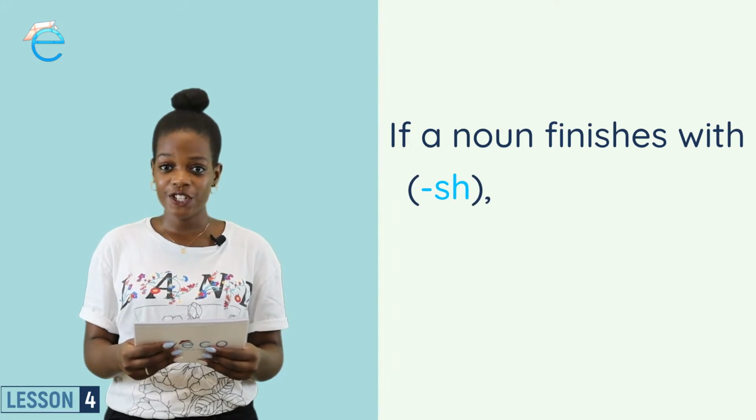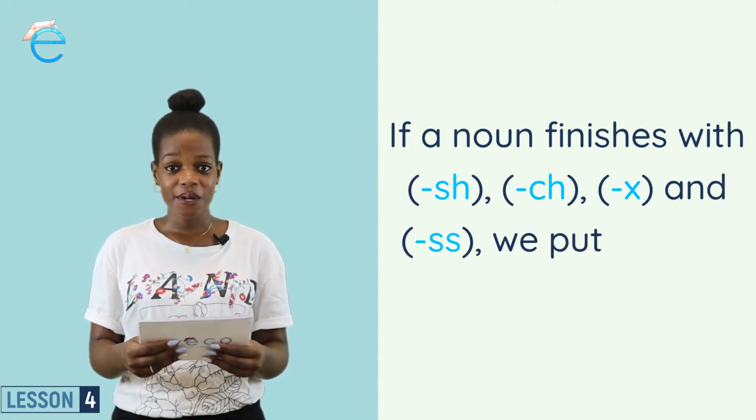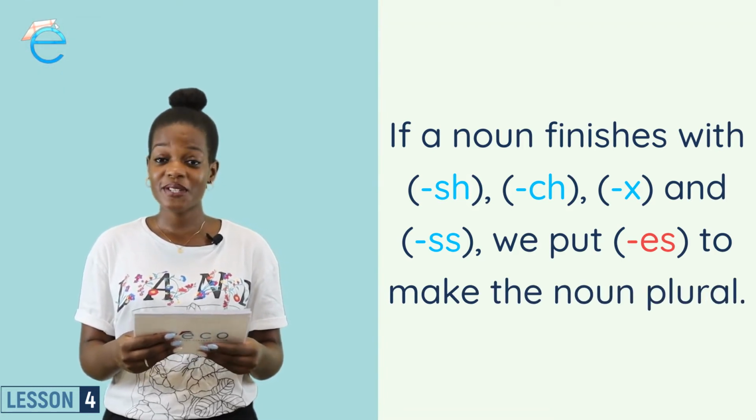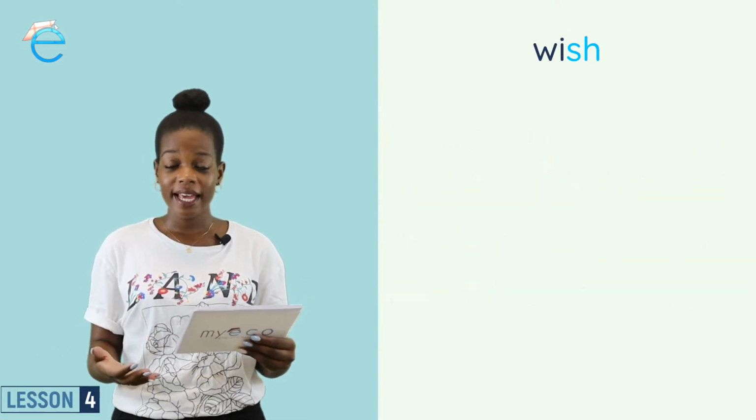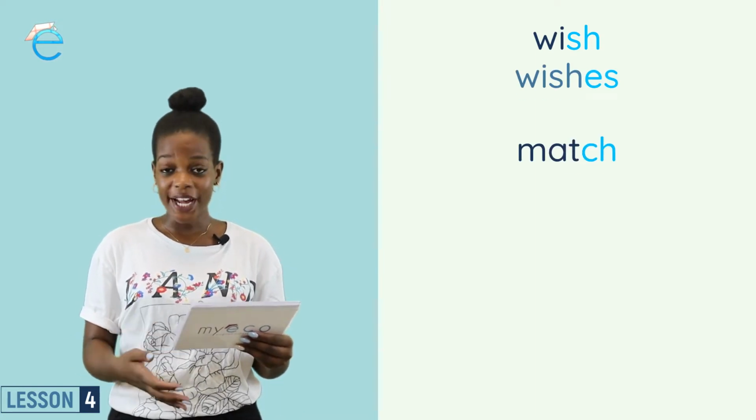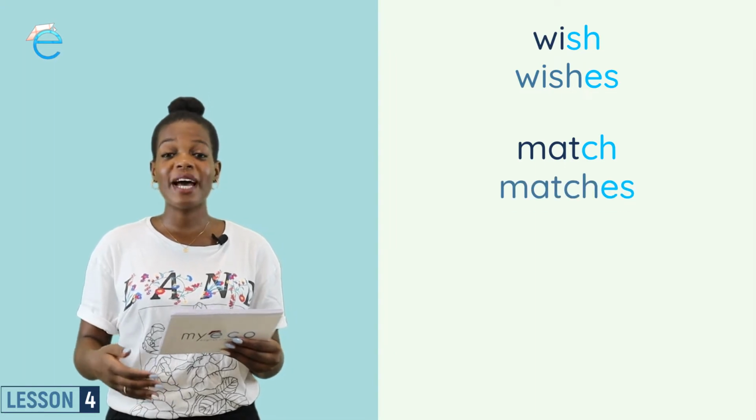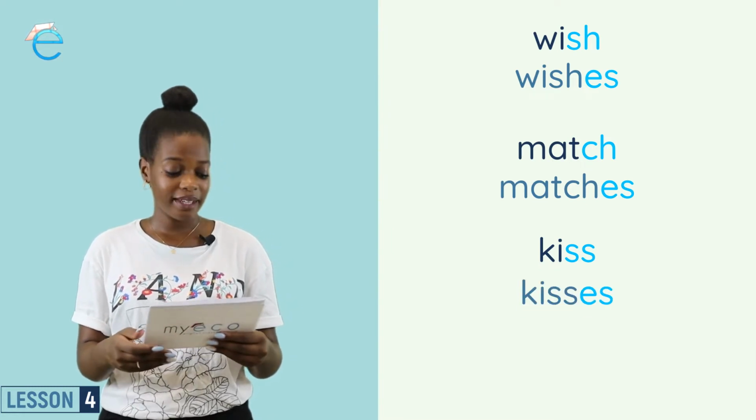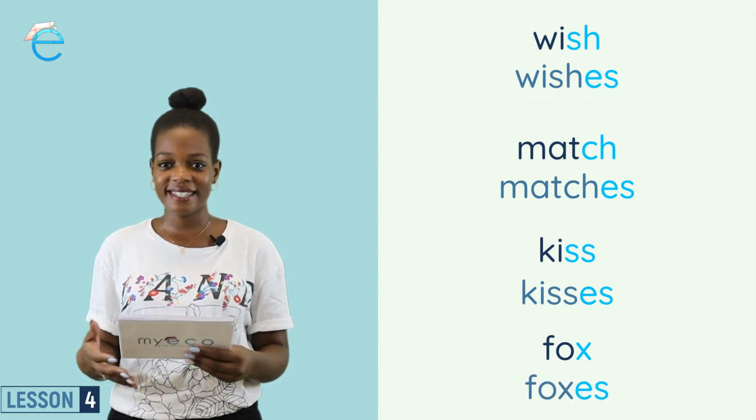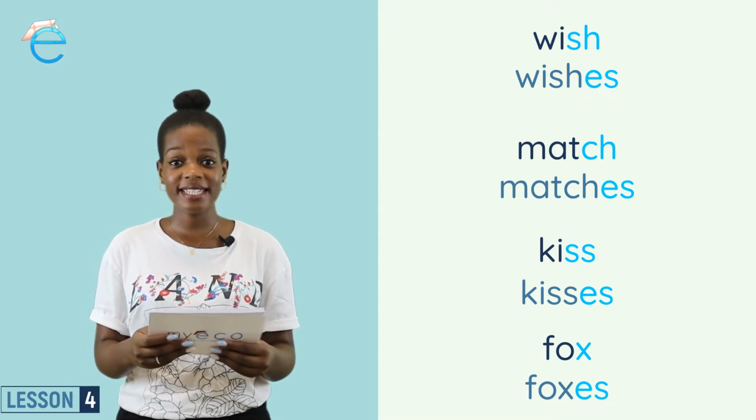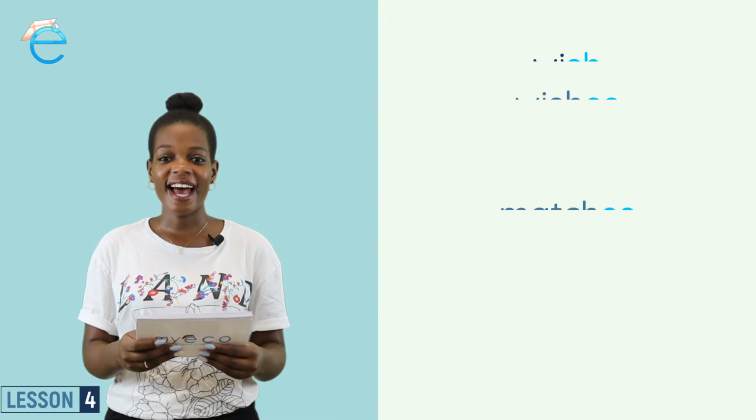Our first new rule, if my noun ends in sh, ch, ss, or x, then we add es. So, for example, wish, sh ending, becomes wishes, es. Match, ch ending, becomes matches. Kiss, ss ending, becomes kisses. Fox becomes foxes. So all we add is es to nouns that finish with ch, sh, ss, and x.